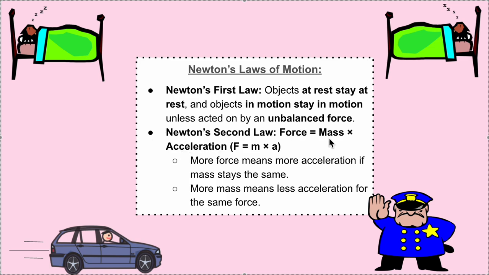Here's Newton's second law. Force equals mass times acceleration, or F equals ma. Here's what that means. More force equals more acceleration if mass stays the same, and more mass equals less acceleration if the force stays the same. So, a heavy truck needs way more force to move than a bike.